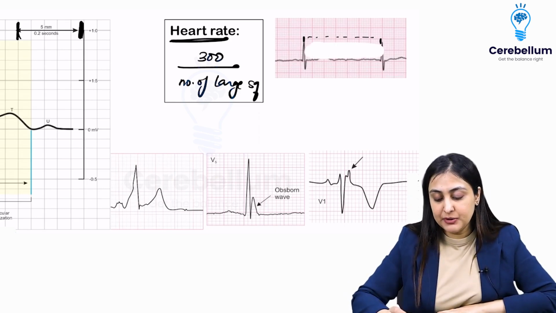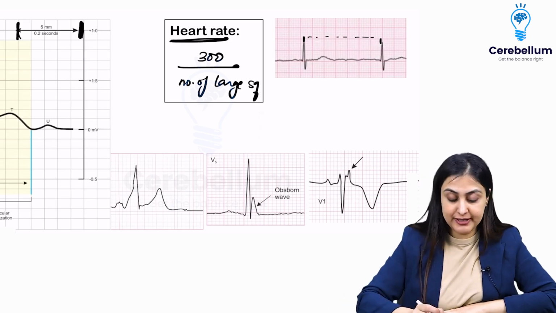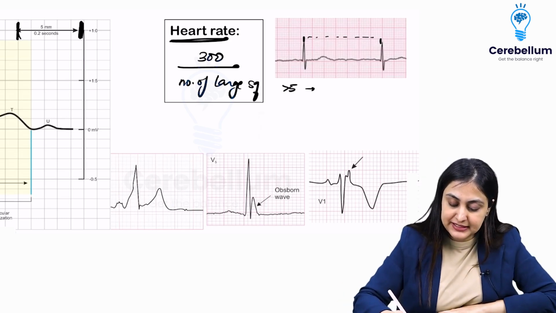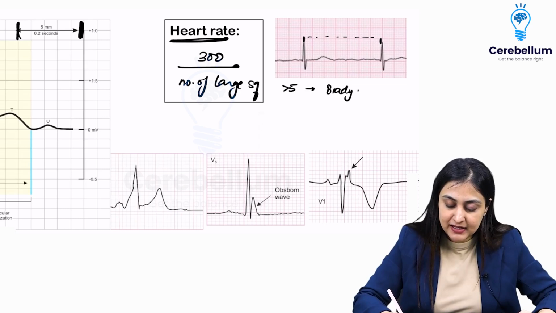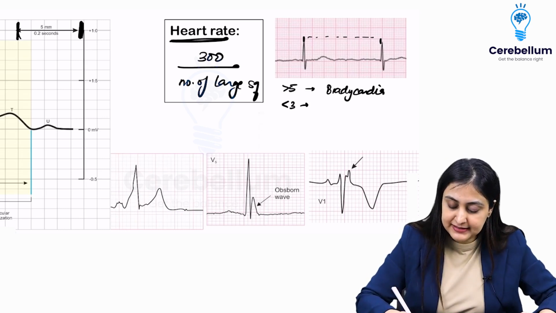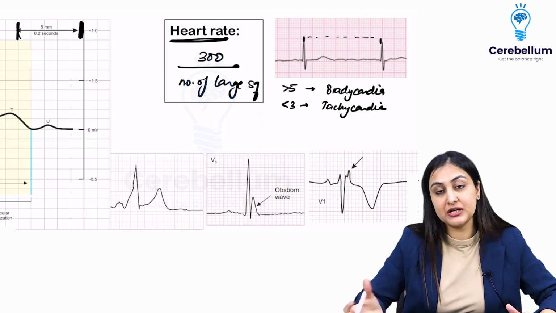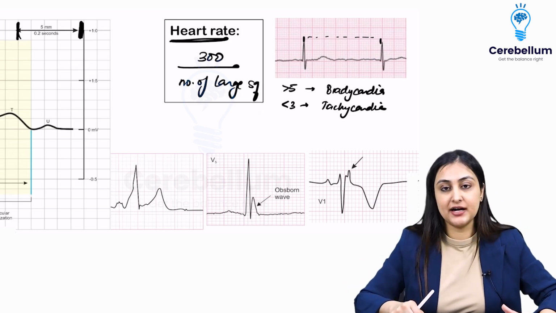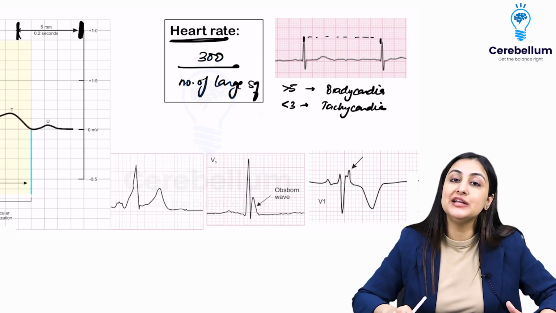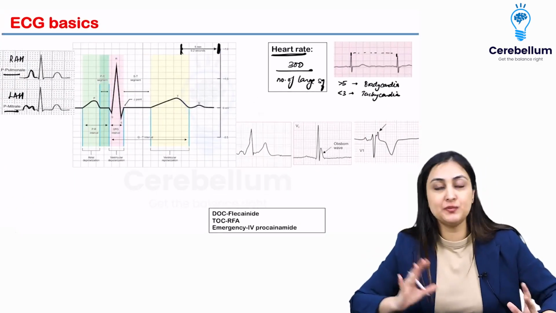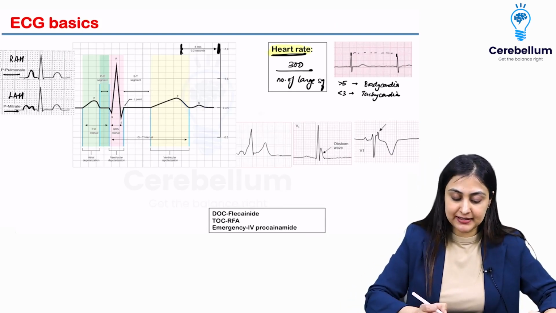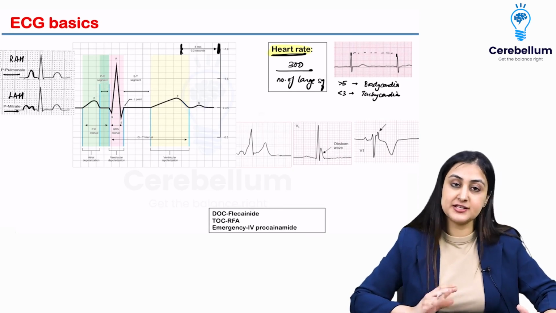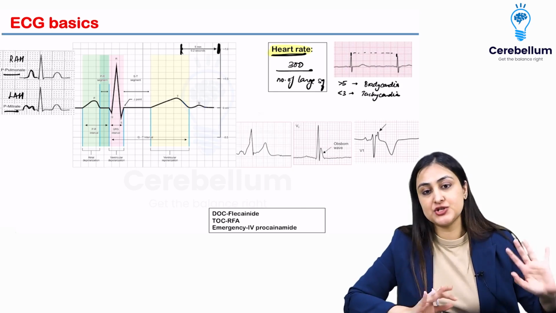Anytime the number of boxes exceeds 5, it means that the heart rate is less than 60. So that is bradycardia. Anytime the number of boxes is less than 3, that is tachycardia. So 60 to 100 is the normal heart rate. So less than 3 becomes tachycardia, more than 5 becomes bradycardia. So in a glance, you can quickly know whether you're dealing with a case of tachyarrhythmias or bradyarrhythmias in the exam. That's your starting point. So the first thing you're going to do is heart rate. Quickly glance at the P wave, see whether it's a simple P pulmonale or P mitral. So two things we've done.